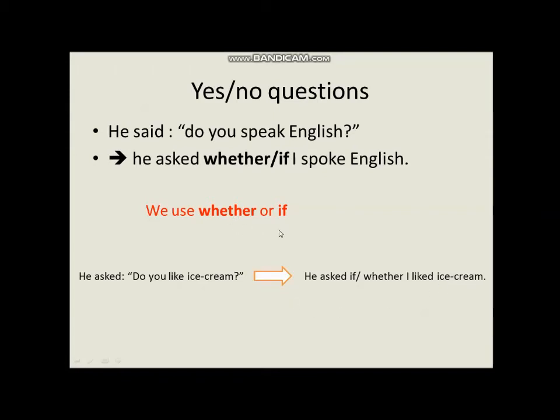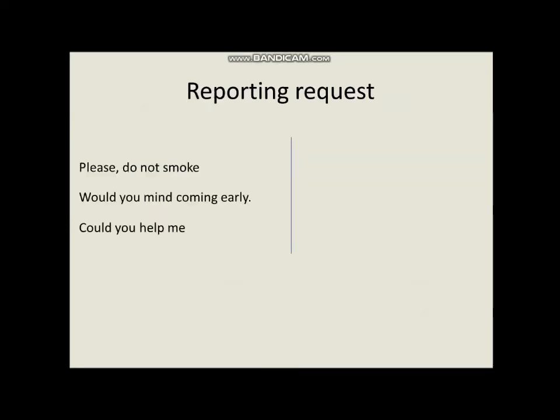Okay, so just remember to use whether or if and drop the helping verb. Drop it, because this helps us to ask question, and here we try to make the question indirect. This is why we put here a period, not a question mark. So this is all about yes no questions. It is very easy. Now we move on to talk about requests and how we can report them.